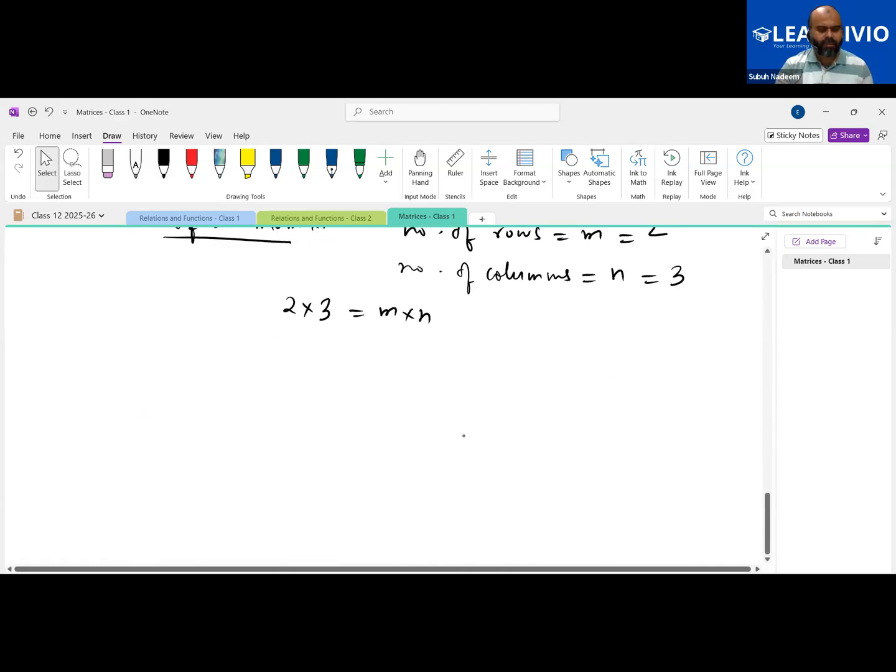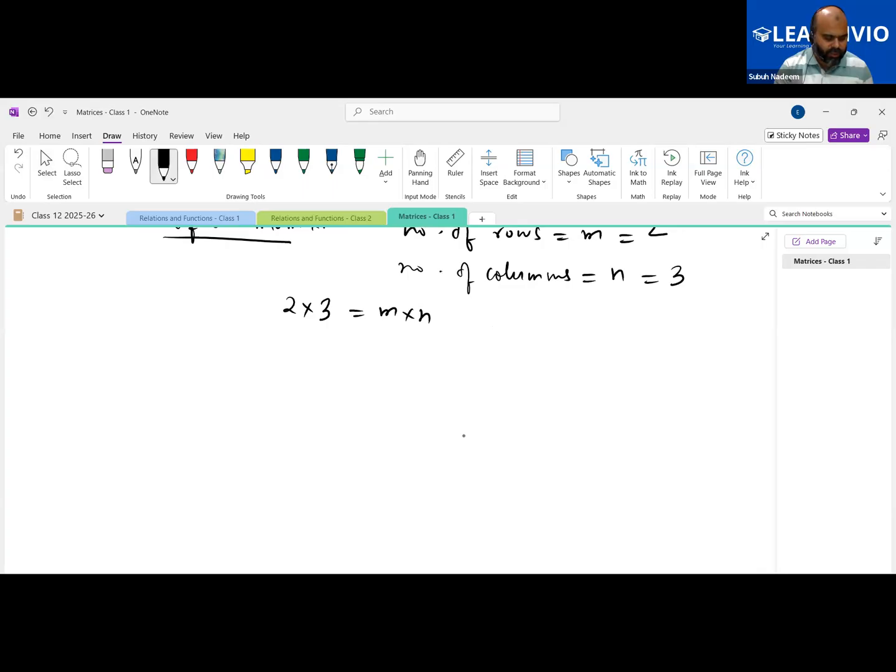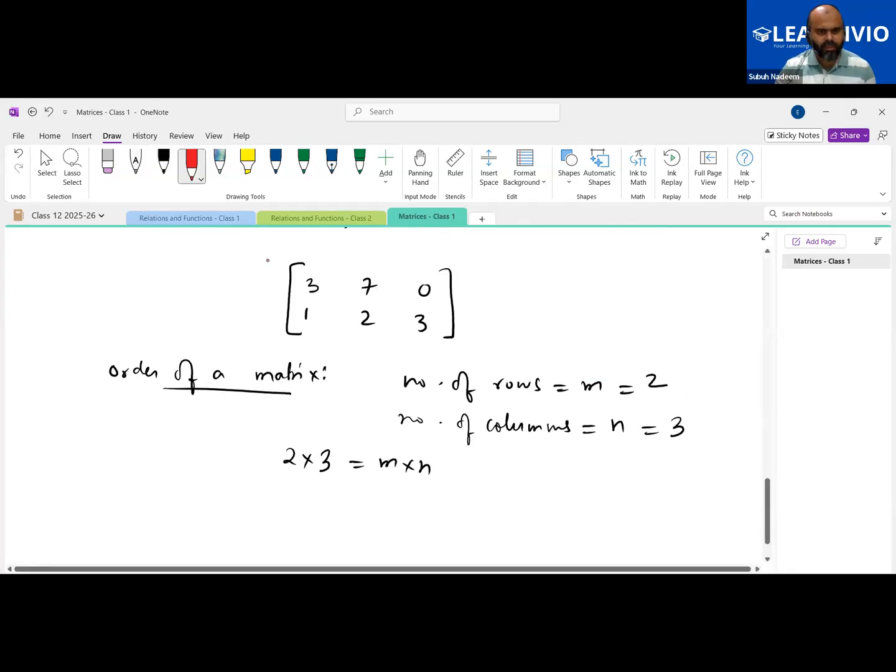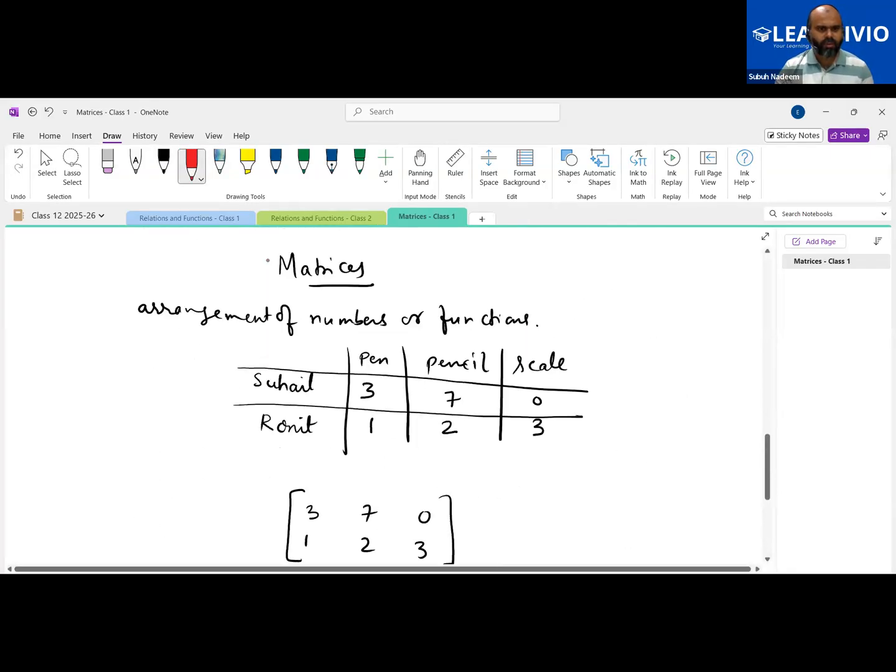Now there are various types of matrices. So let us see a few types of matrices which we have to study. First write till here, starting from here.